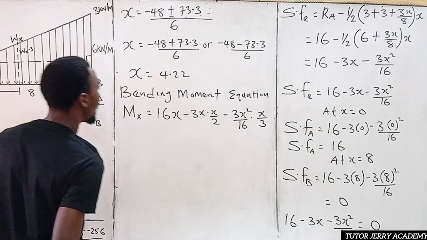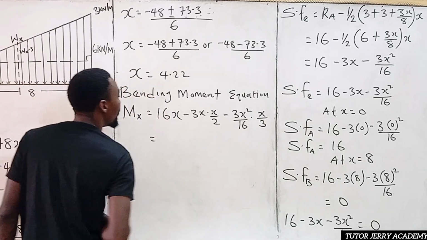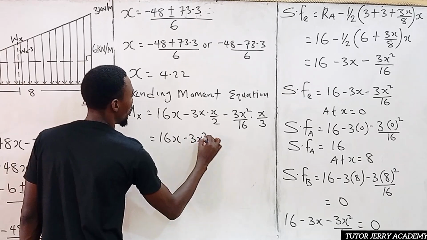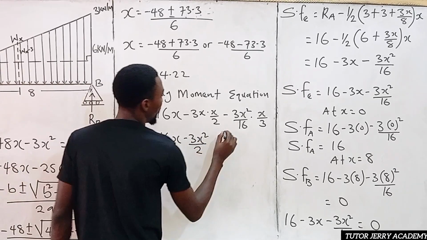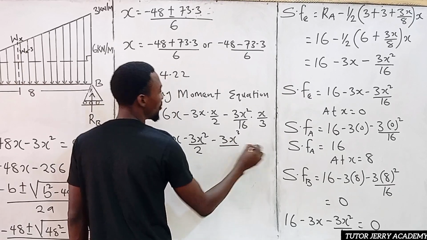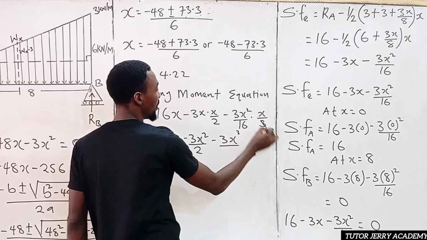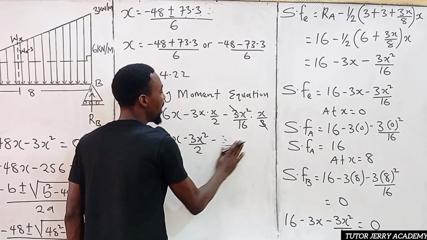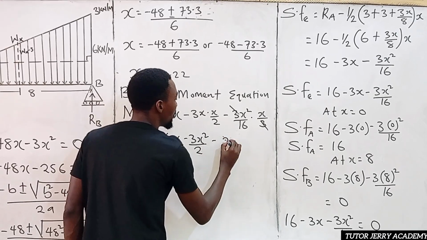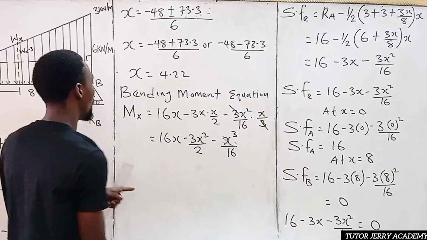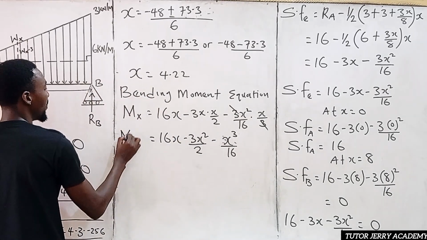Now if you do this, we are going to have our bending moment to be 16S minus 3S squared all over 2, then minus 3S cubed all over... you can see that this 3 will go with this 3. So we can just have this to be S cubed all over 16. All right, so this is our bending moment equation.